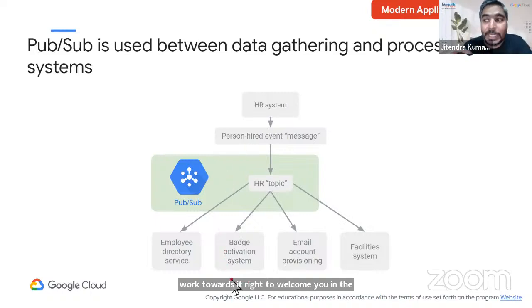So there is a separate application which is also looking for messages coming into PubSub, right? And these are two disparate services, but they all are hooked onto PubSub, which is one messaging service, right? And be able to work on this event driven kind of system where once the event happens, a new employee's information is published on the HR topic, a badge will be activated, an email account will be provisioned, in the facilities they will be given access to the doors and other services, and then the employee directory will be updated that yes, a new employee has joined our organization, right?